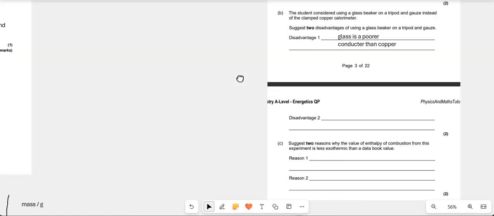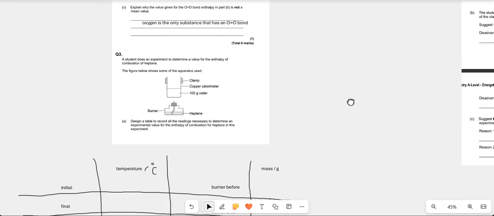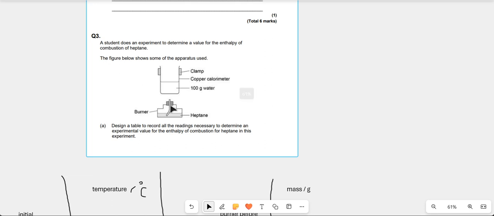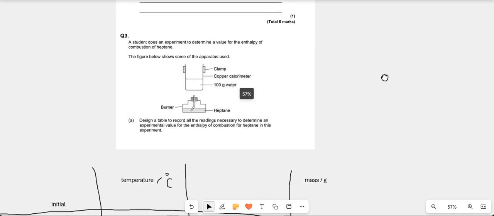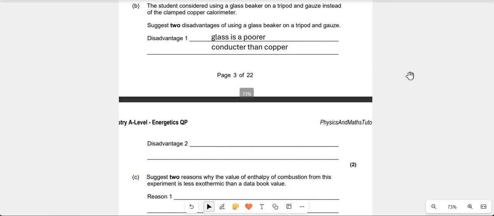So the point in this is to transfer the heat, you know what I'm saying? You see how I'm measuring the water. I want the burner to actually burn and transfer into the water. So if I didn't use copper, if I use glass, it's going to stop energy transfer. And also if I put gauze, it's going to do the same. It's going to reduce energy transfer, yeah?